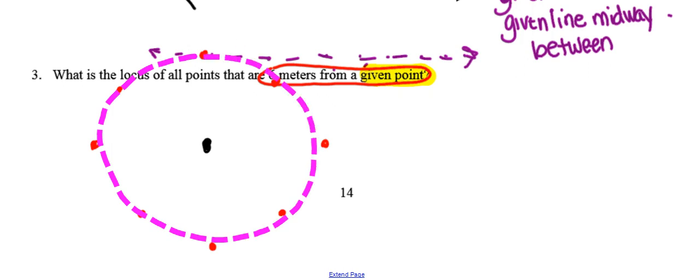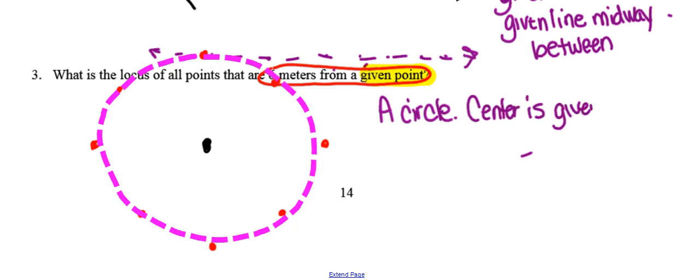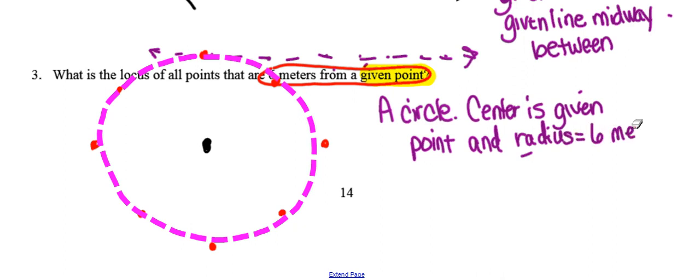So there's my locus of points. The geometric shape that I drew, we said is a circle. And now I need to describe that circle and no others. So I'm going to talk about where its center is. So the center is the given point. And its radius is equal to 6 meters. And that description describes exactly that circle that I drew and no others.